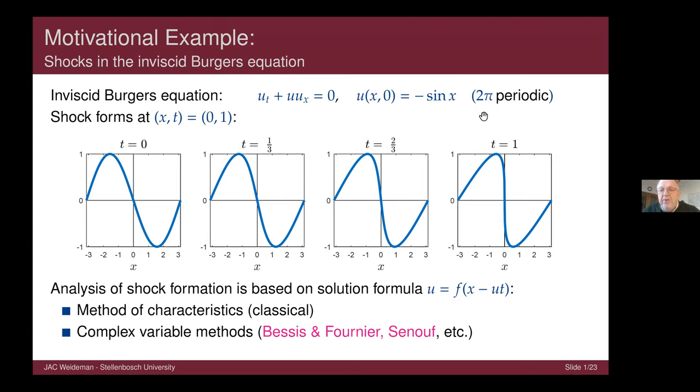So we will just assume 2π periodic conditions throughout this talk and start off with initial conditions like a sine or a cosine, very simple. And we all know what this is going to do. The initial condition here is the negative of the sine. As time evolves, the profile steepens, and at time equal to one in this case, a shock forms right at the origin.